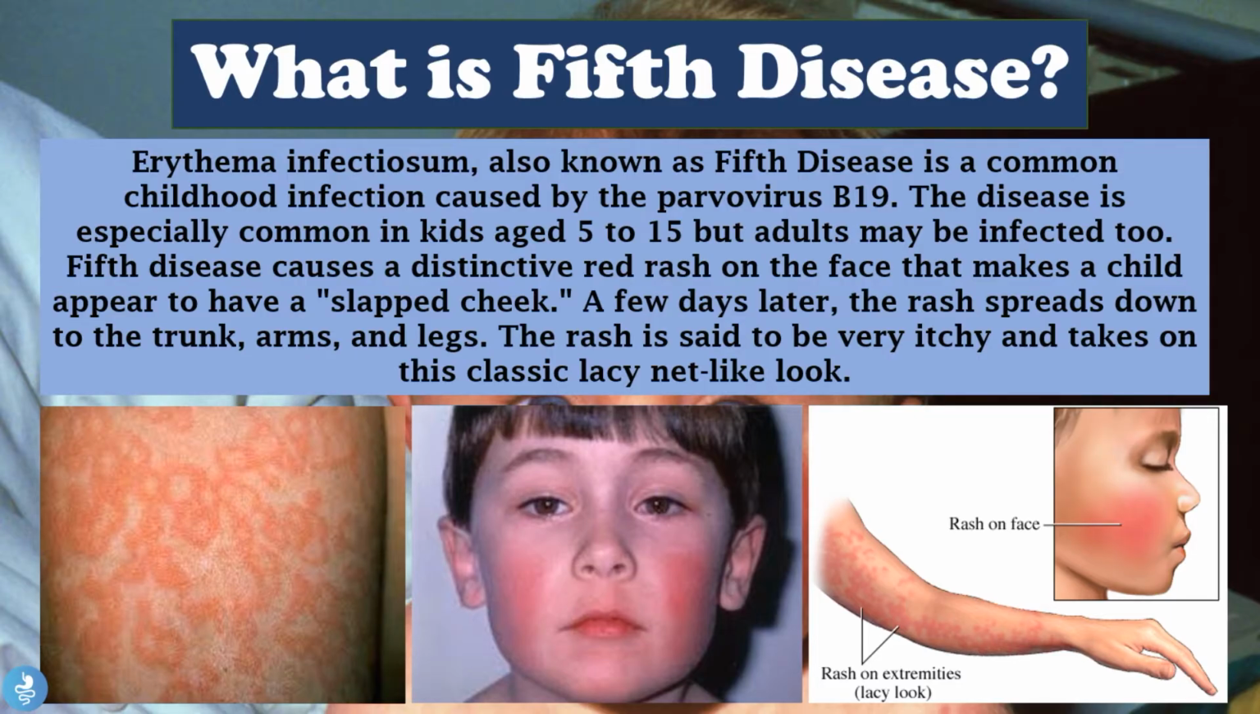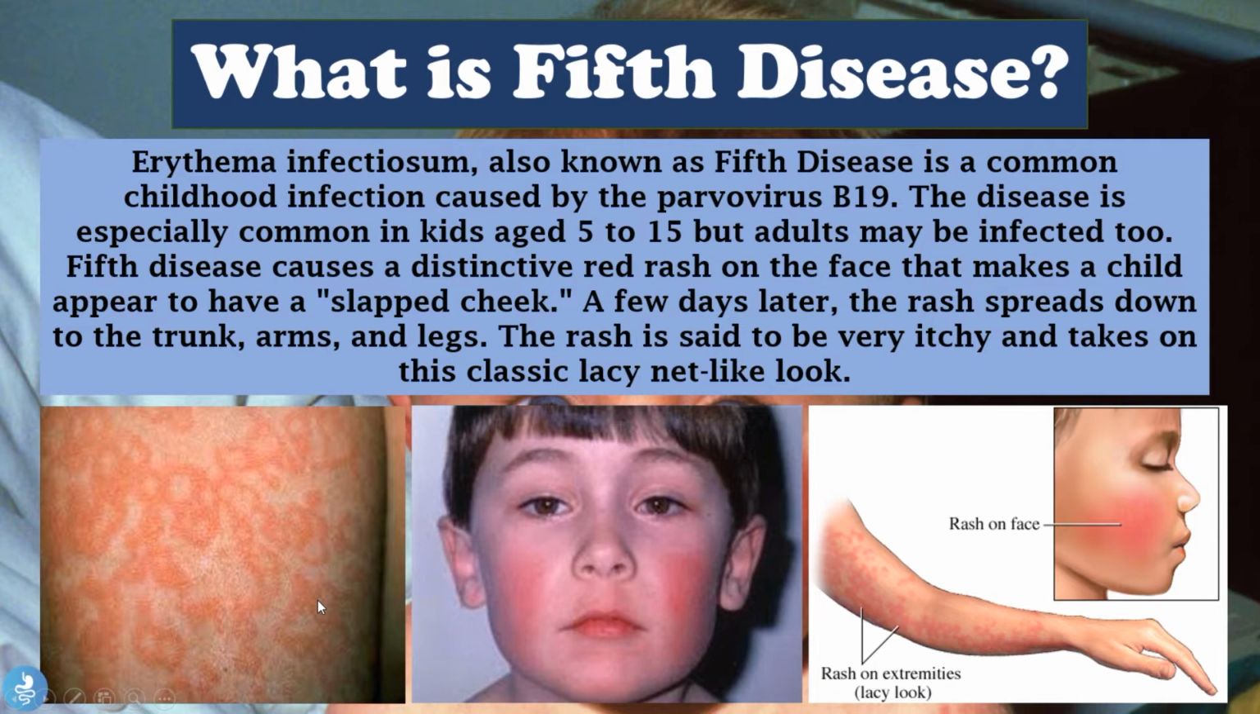So from this definition of fifth disease, we get that it's actually a viral infection caused by the specific virus called the Parvovirus B19. The disease is especially common in children aged between 5 to 15 years of age, but adults can get the infection too. The classic manifestation of this infection is these rosy red cheeks, which is called the slapped cheek appearance, which is this red rash which appears on either side of the cheeks. And then after a few days, the rash will spread to the rest of the body, which includes the trunk, arms, and the legs. And here it can be very itchy and takes on this classic lacy net-like look. So it looks sort of like a lacy net on the rest of the body.